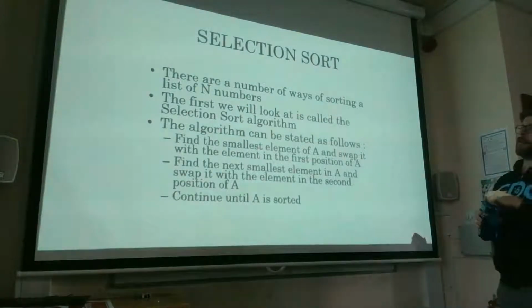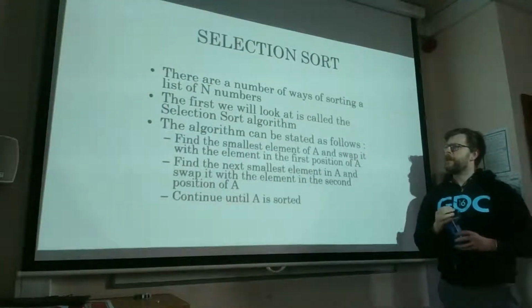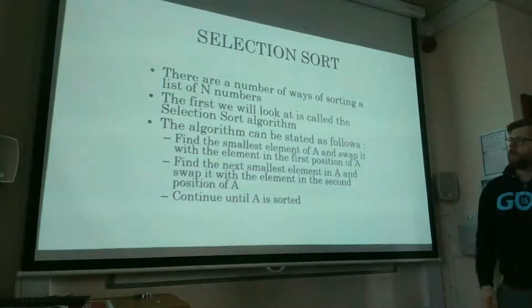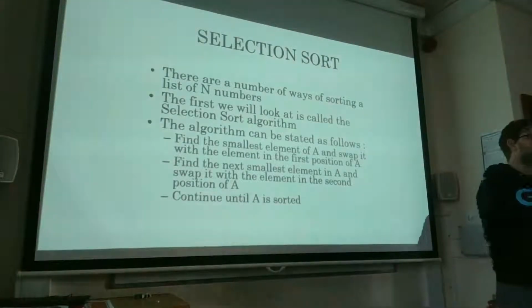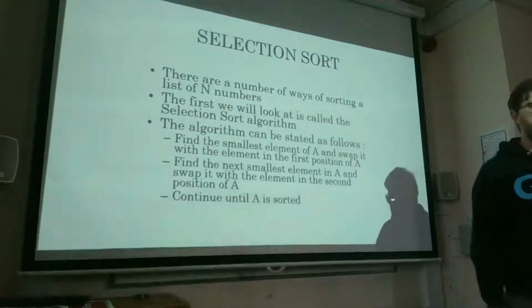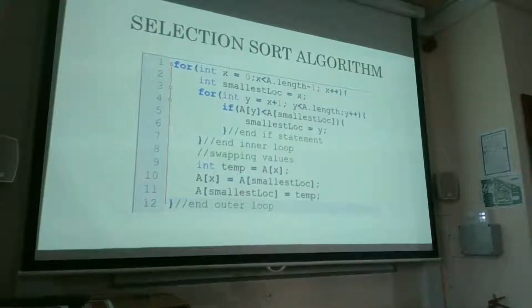Okay, so the algorithm is this. Find the smallest element of A, swap it with the element in the first position of A, find the next smallest element of A, swap it with the second position of A, and continue on until you get to the end of that array. That's a really simplified version of the algorithm. What that looks like in code is this.